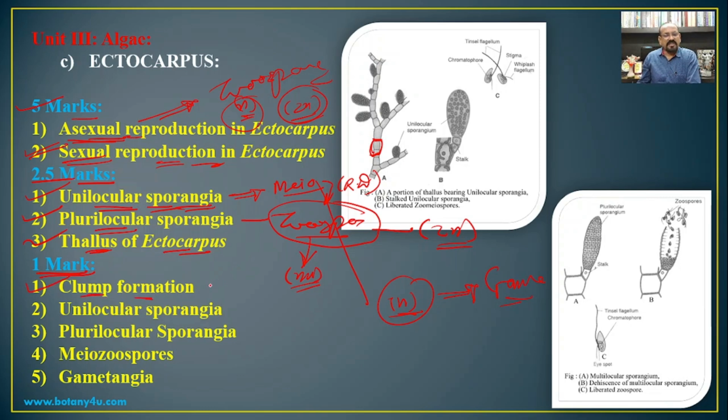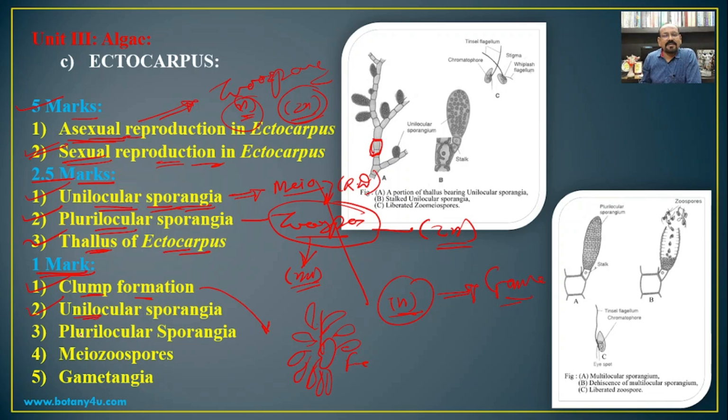If you see the sexual reproduction in Ectocarpus, you will find that there is one gamete which is a female gamete which is encircled by many male gametes, and this structure is known as a clump formation. Then second one, that is the unilocular sporangia.